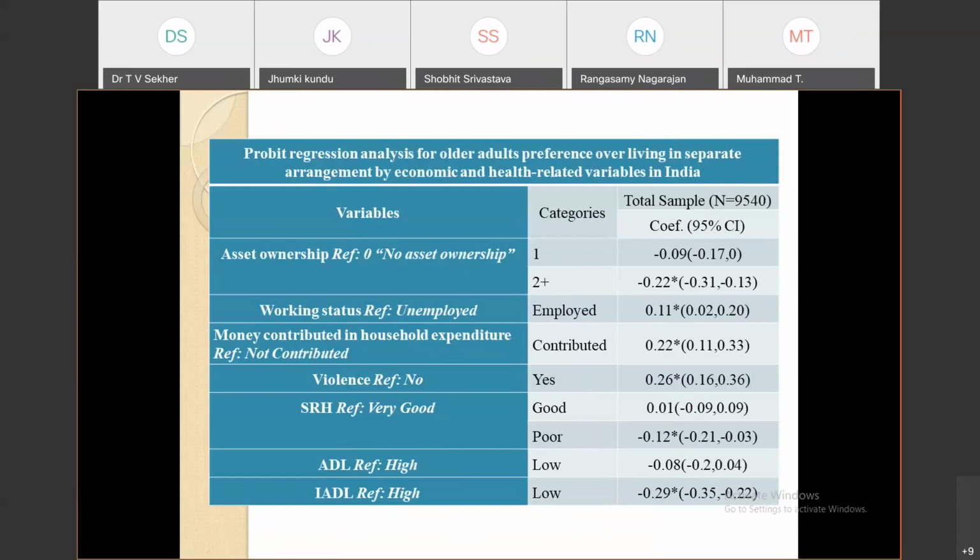And then once we come to the health variables, that also shows that those who are unhealthy, those who have poor self-rated health or lower functional abilities, and those who have more difficulties in their functionality, prefer more separate living. They are more likely to prefer separate living.